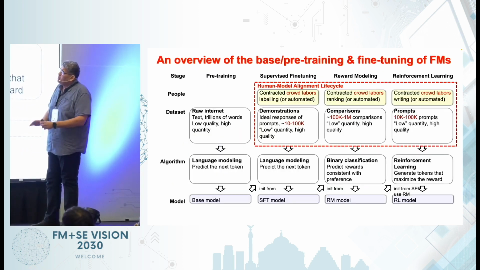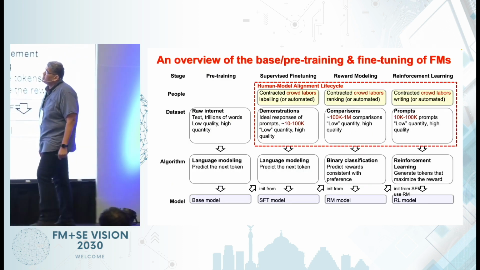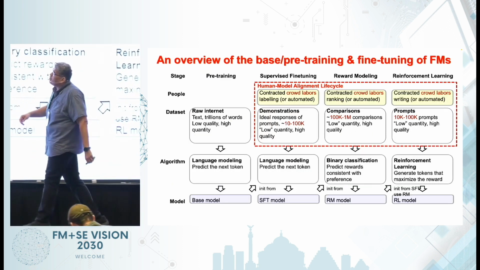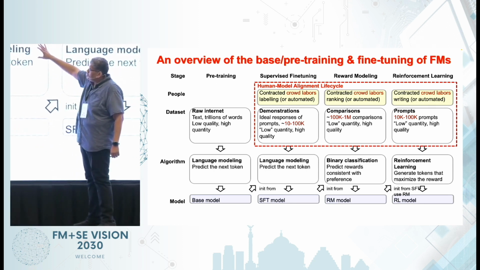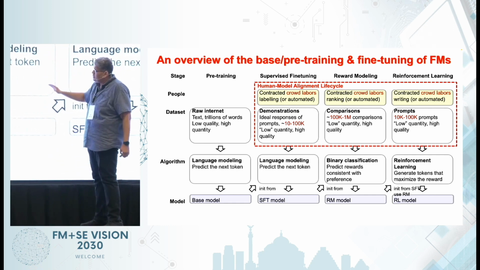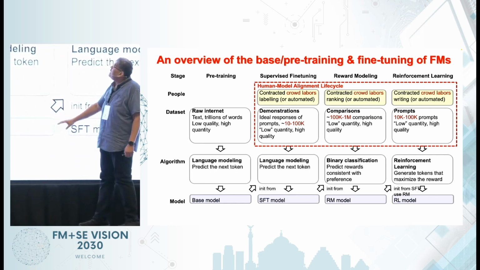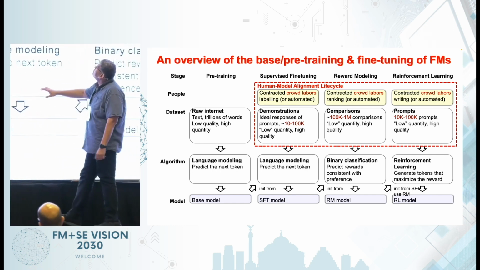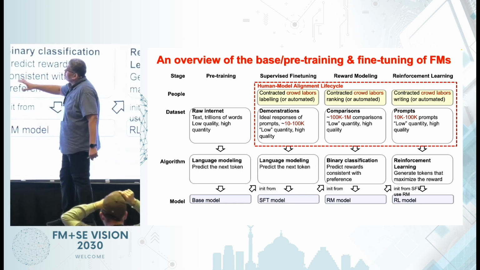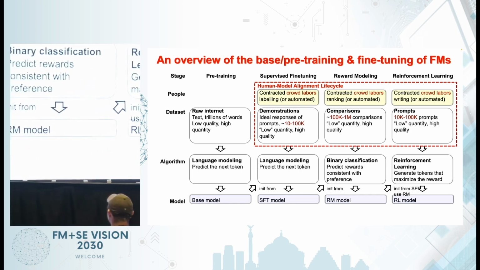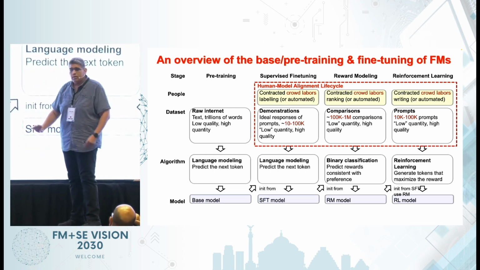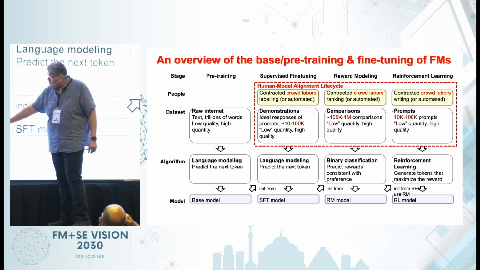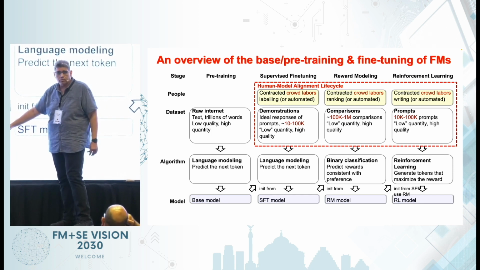So the way the world works right now: we get raw data, you do language modeling, which is basically just predicting the next token, and you get the base model. Then you could use that base model and do prompting. You could just ask it questions back and forth, and if the model is good, you could go quite far with that.